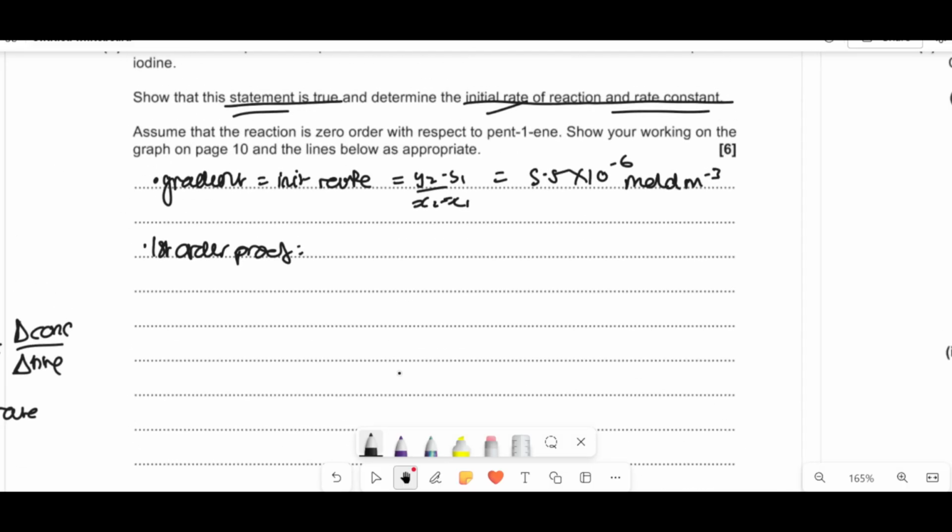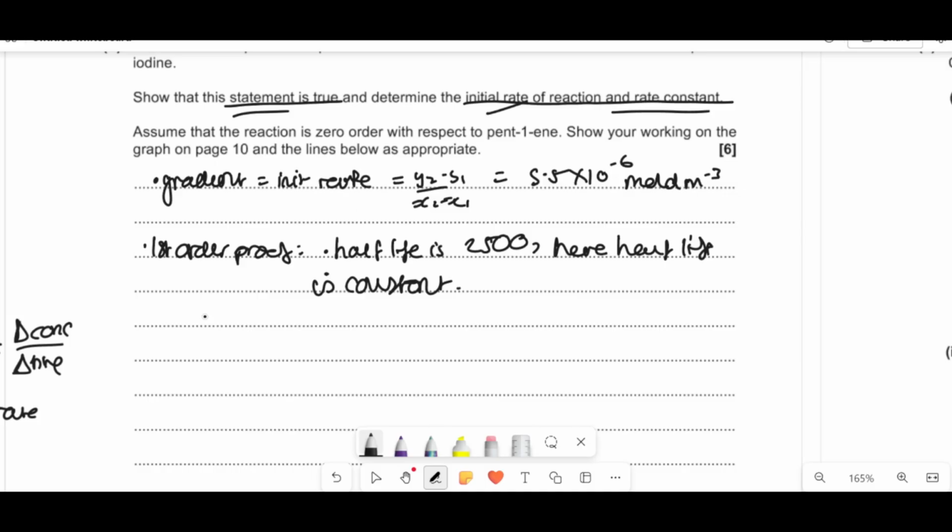So that's another way of proving it. So there's two ways. There's that or the other way. So I'm going to just say that the half-life is 2,500, and here the half-life is constant. That works for first-order reactions. But alternatively, you can do the other way where you compare gradients over and over and over again. So that's that bit. Now it's just to work out the rate constant.